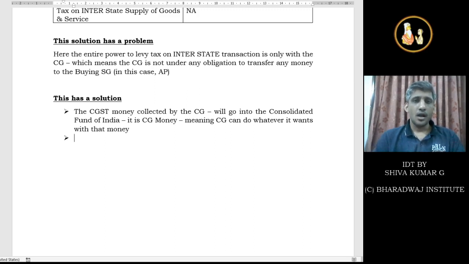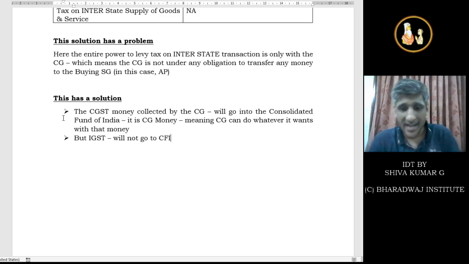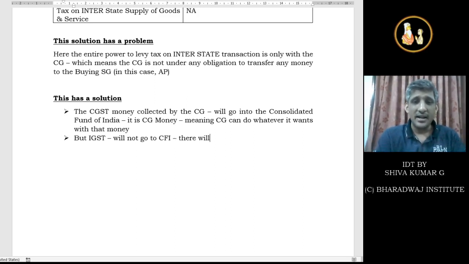Okay. But IGST will not go to the Consolidated Fund of India. There will be a separate IGST fund.